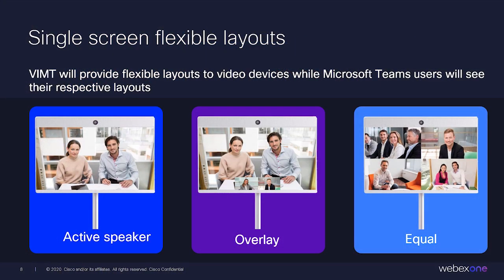Another unique feature of Cisco VIMT is flexible layouts, here shown on a single screen device. As we can see, we can change and adjust video layouts according to our needs. We have multiple layout families available. These are just three examples. Active speaker, where we have only the most active speaker on screen. Overlay, where we have the most active speaker in the big frame and the less active speakers in small frames at the bottom. Equal, where we have a grid view of equal sizes.